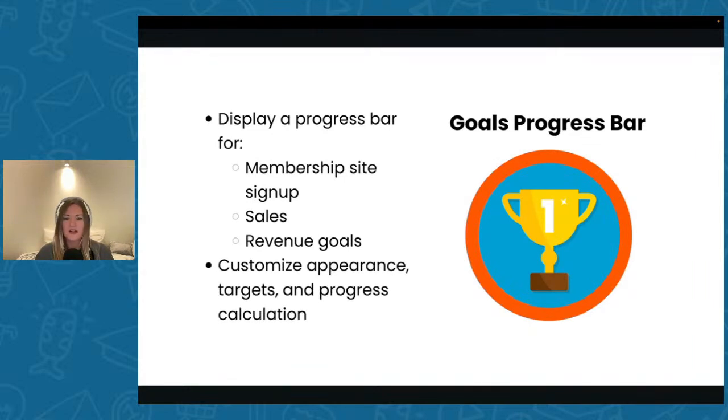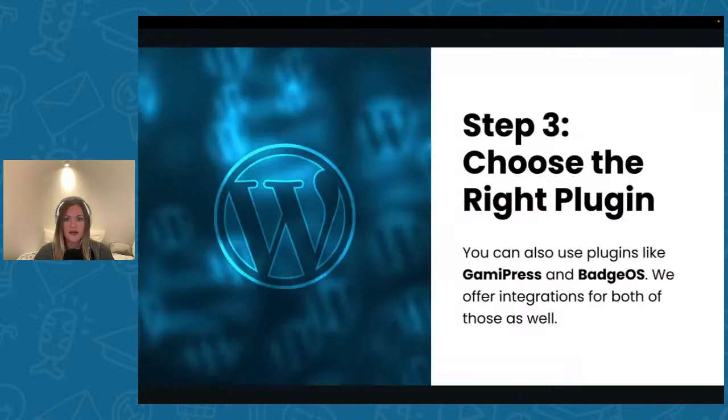And goals progress bar, I just want to clarify that this is actually intended more for internal use. So you can display a progress bar to show you how well you're doing with membership site signups, sales, or revenue goals. So it's not so much the user side as much as the internal side for that one. You can also use plugins like GamiPress and BadgeOS. We offer integrations for both of those as well, if you need more robust gamification options. But you don't even necessarily have to use a plugin. There's a lot of ways that you can design your site to incorporate these principles without necessarily having a plugin.